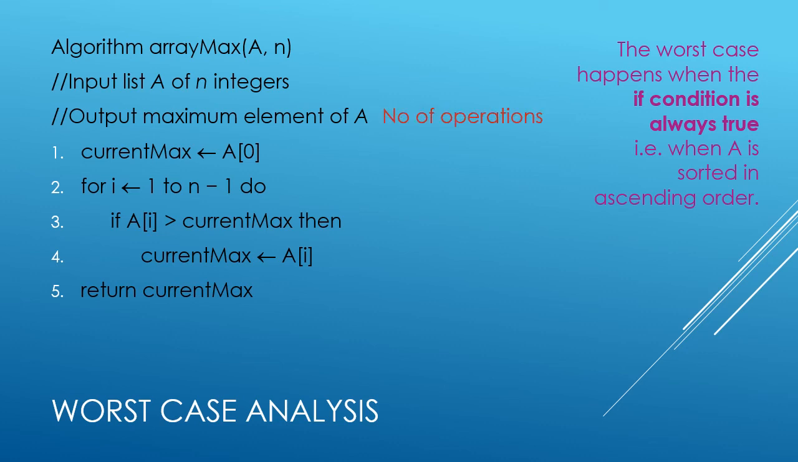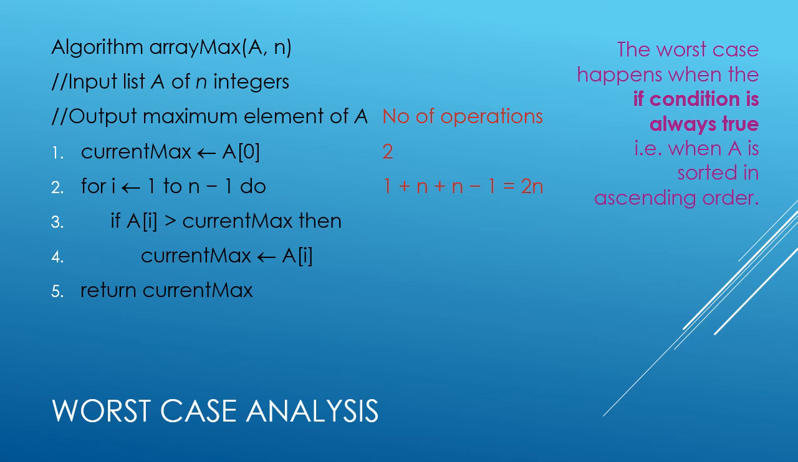I am interested in the number of operations that take place when the algorithm is presented the worst case input. Again, in line number 1, I do 2 operations, accessing the 0th element and assigning it to current max. In line number 2, I do 1 initialization, n condition checks and n minus 1 updations. Total number of operations is 2n.